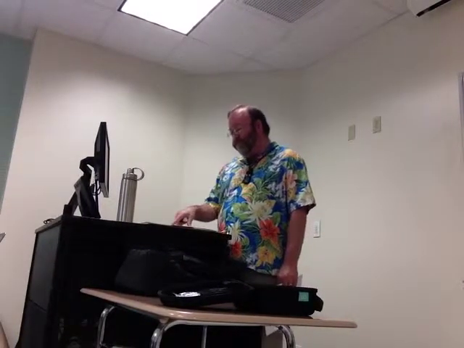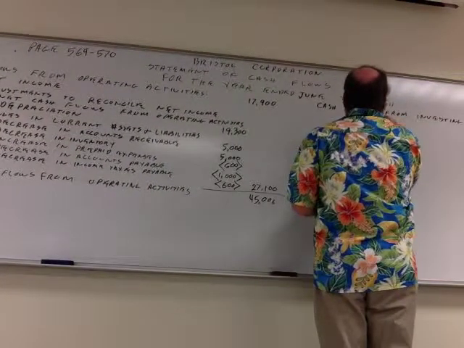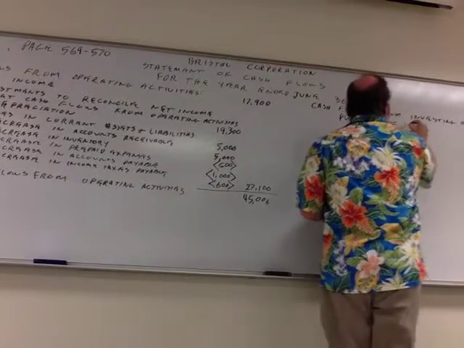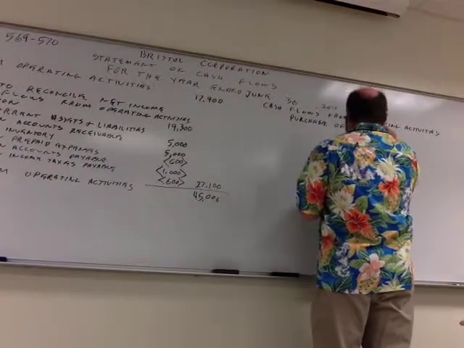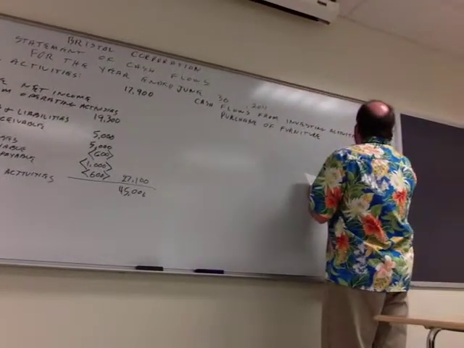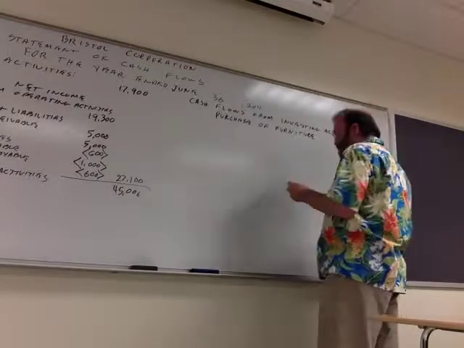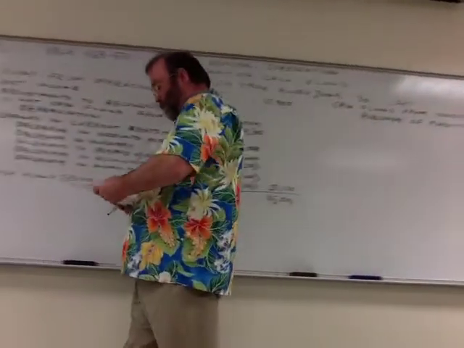And the difference between them is they bought some new furniture for $22,000, and they gave a note payable for that. So they had a purchase of furniture for $22,000. And that's a use of cash. You bought furniture.